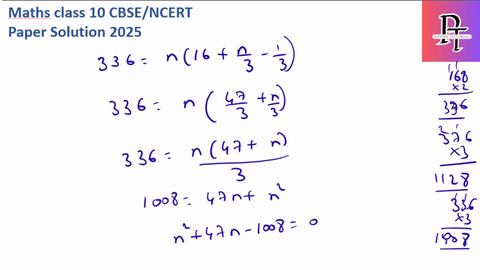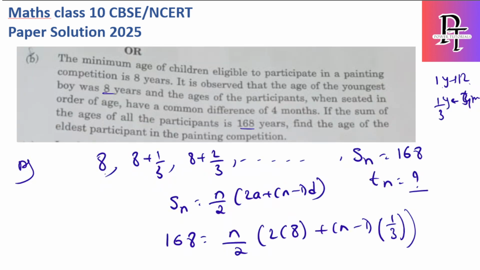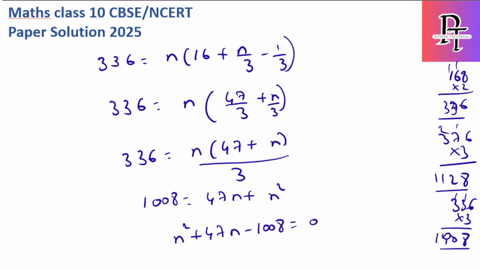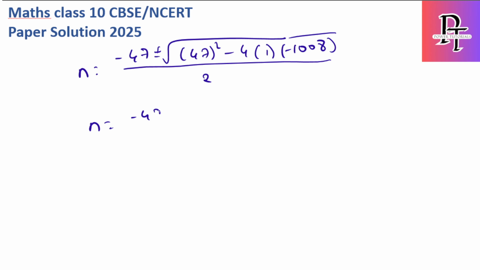Okay, let's do the quadratic equation formula, which is n is equal to minus b, which is minus 47, plus or minus root of b square, which is 47 square, minus 4ac. A value is 1 and c is 1008, by 2. N is equal to minus 47 plus or minus, we have to do 47 square.